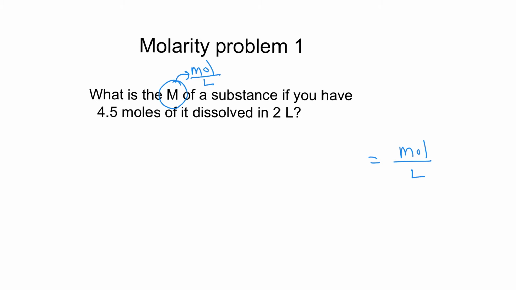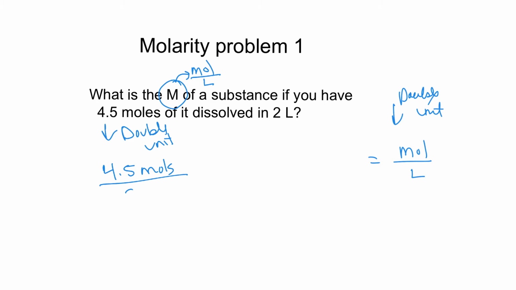If I have 4.5 moles of it dissolved in 2 liters, well, I hope your teacher has taught you, if you want a double unit, you're going to start with a double unit. And you might say, well, Mrs. Hoy, I don't see a double unit. Right, you gotta make one. So this is going to be 4.5 moles divided by 2 liters. If you do that arithmetic, you will get the answer of 2.25 molar, or moles per liter, but I only have one sig fig here. So technically it would just be 2 molar.